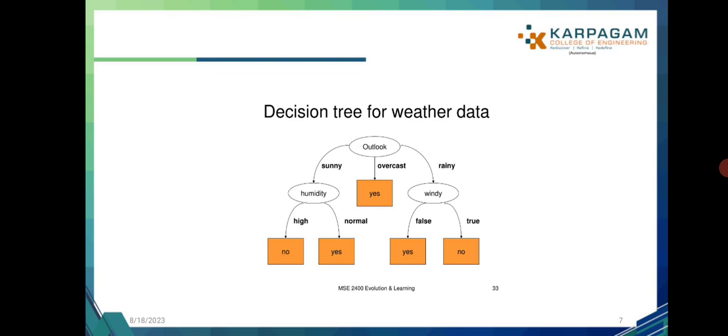The following is an example of objects that describe the weather at a given time. The objects contain information on the outlook, humidity and so on. Some objects are positive examples and others are negative examples.